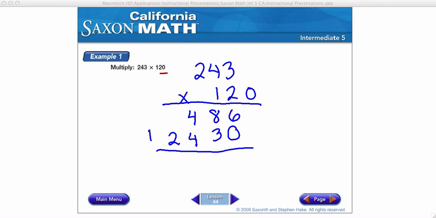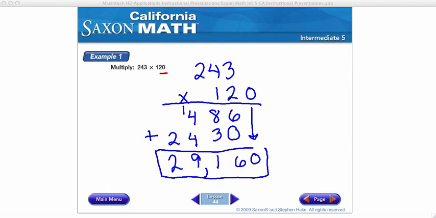And now I'm going to add my partial products. 6, 8 plus 3 is 11, carry the 1. 4 plus 4 is 8, plus 1 is 9. 2. Now I bring down this extra 0, and then I put in my commas. So my answer is 29,160. Okay? Let's go ahead and look at example 2.